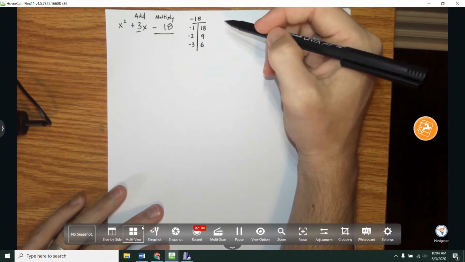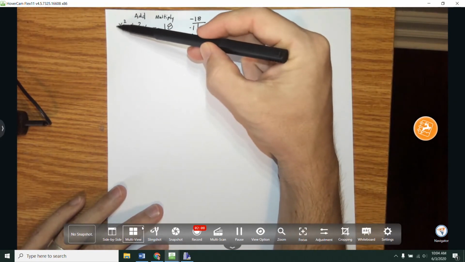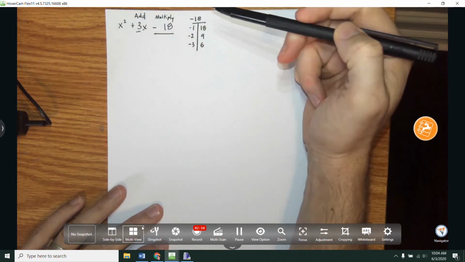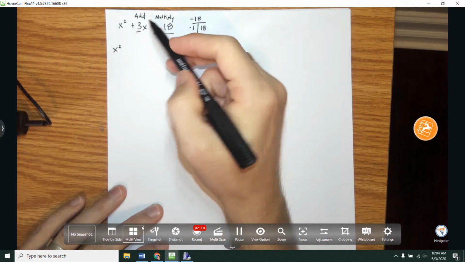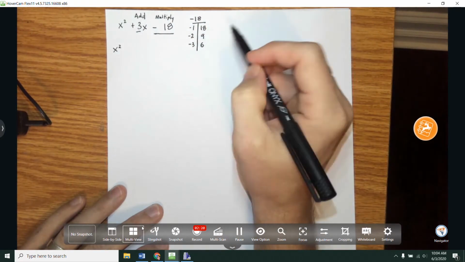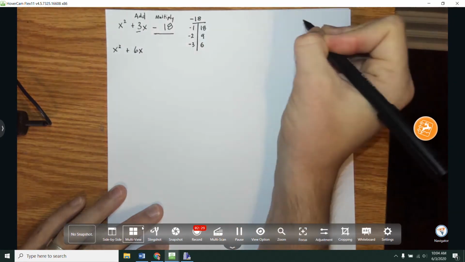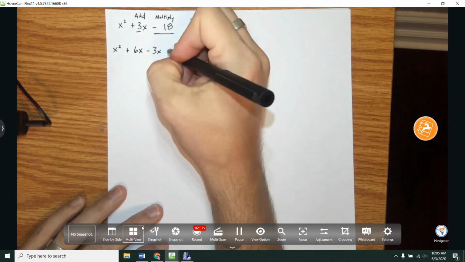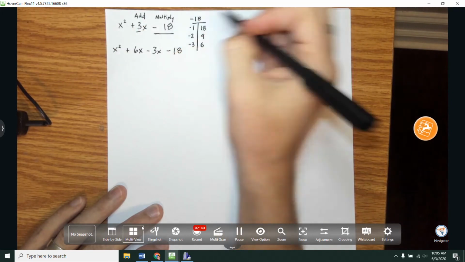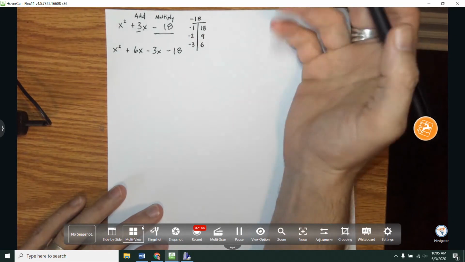Eventually you'll probably just stick with the short way, and it works when you don't have a number in front of your lead coefficient. What happens with these two numbers is the middle term splits into these two numbers. So it becomes positive 6x and negative 3x, and then we have minus 18 on the last term, which stays the same. If we added these back together, we'd get the original, so it's still the same equation.